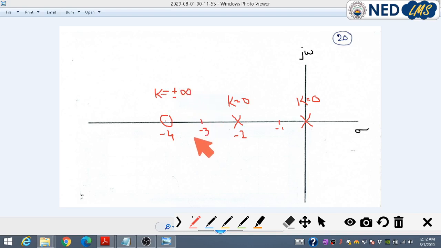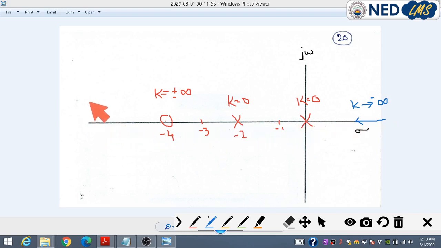Here we have two asymptotes. One asymptote belongs to CRL. It has 0 degree and 0 degree on the sigma axis. At K minus infinity, it is the start point of the branch. So at minus degree, we have the inverted arrow, which is the start point of the branch, and it is directing toward the system root locus.